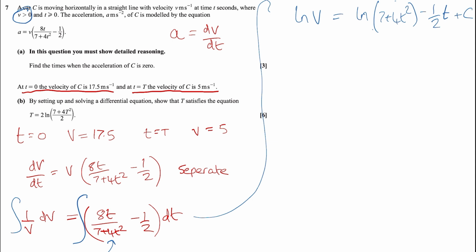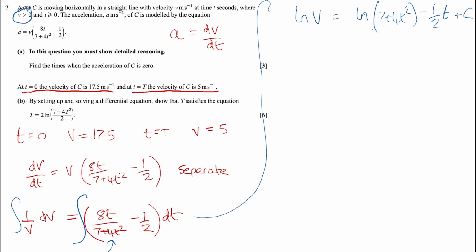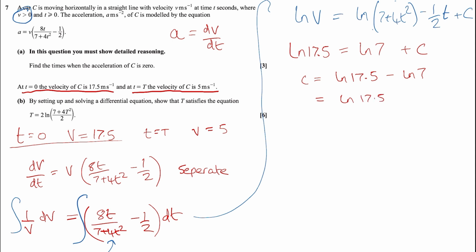Okay, I'm going to plug in my initial conditions. We're going to get the natural log of 17.5 equals the natural log of 7 plus c. That's my first condition. This tells me that c is the natural log of 17.5 take away the natural log of 7, and we can now use log laws to combine them like this. Then 17.5 over 7 is the same as 35 over 14. So there's my c.